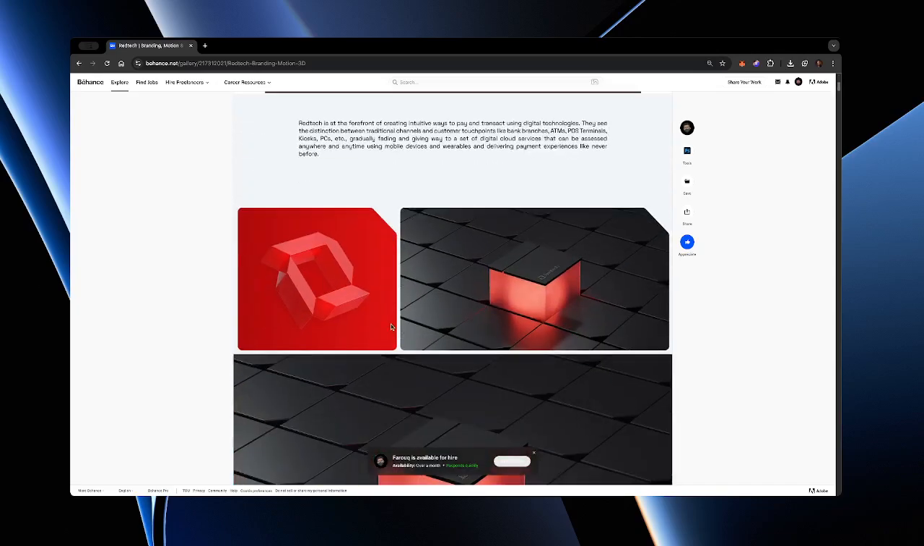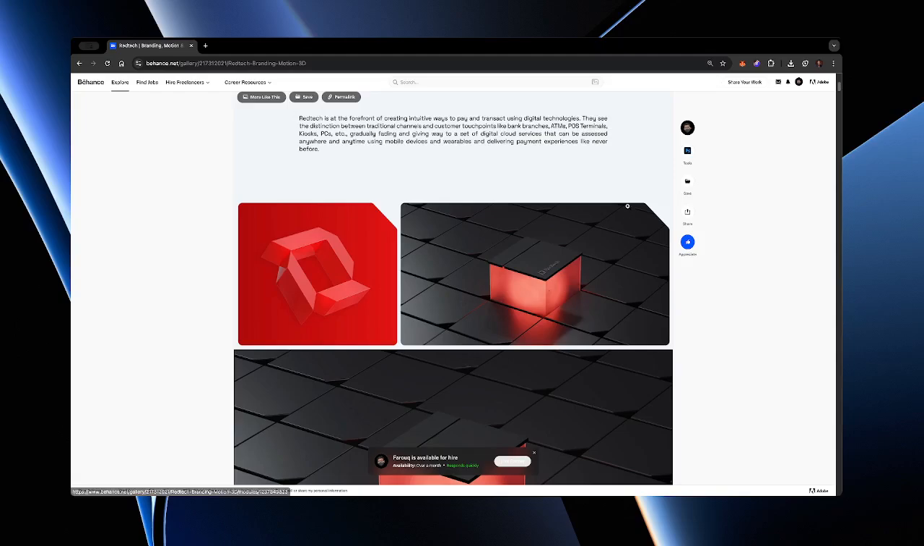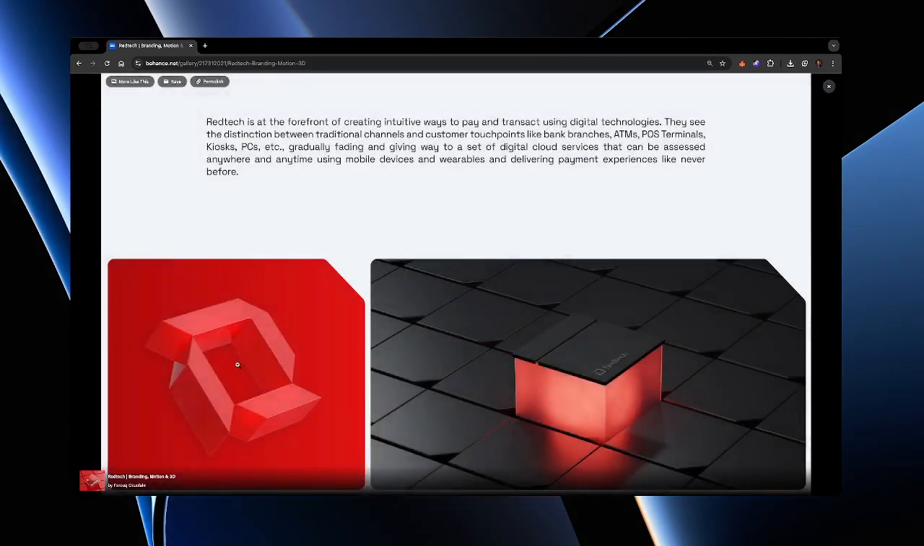around the logo animation. Then we'll move further to see the 3D icon of the logo itself, and how well it is being used here.